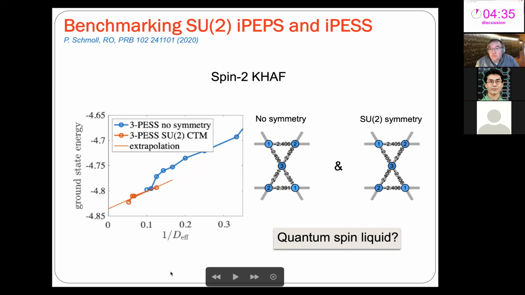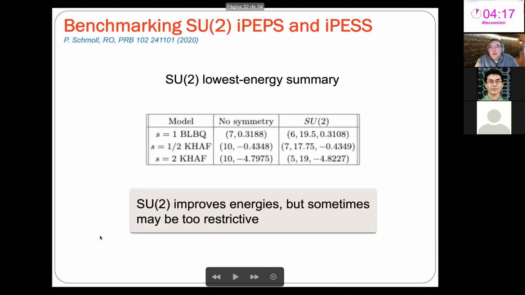We could not go further with our toolbox. So this is a conjecture that I just throw, an open question: the ground state of the spin 2 Kagome Heisenberg antiferromagnet is also a quantum spin liquid. This is our conjecture. It looks like it is, but of course we need simulations for larger bond dimension.